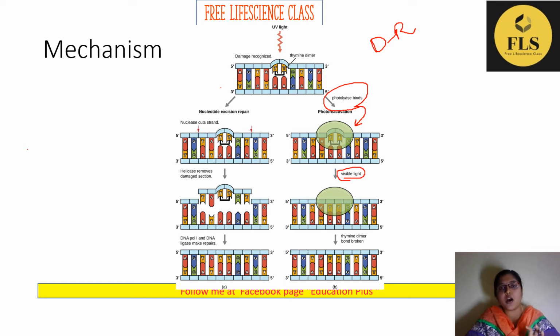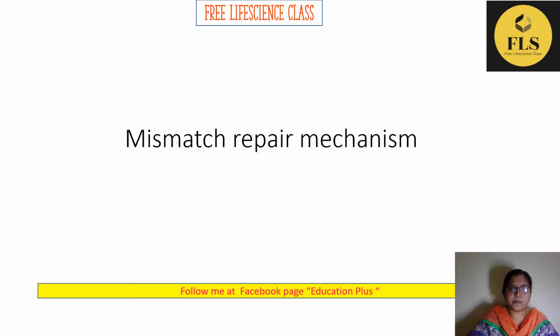This is the process of photoreactivation. So here the thymine dimer bond is broken and now the DNA is normal. This is a direct reversal type of repair mechanism by photoreactivation. Okay, let's move into the next mechanism.